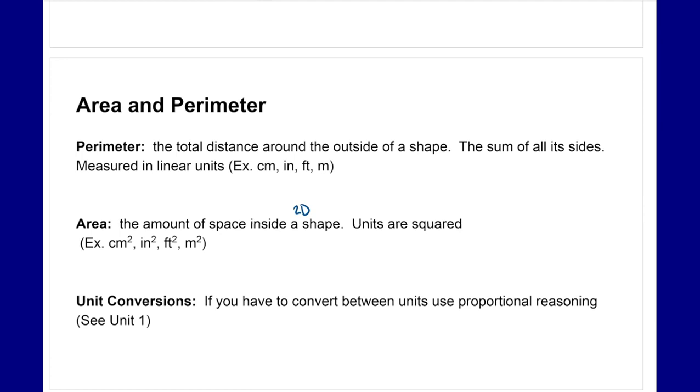And for unit conversions, if we need to convert between units, we need to use proportional reasoning. So I'll go all the way back to unit 1, where we set up a pair of equivalent fractions. We cross-multiplied to find our missing value. So if you have to convert units, use proportional reasoning.